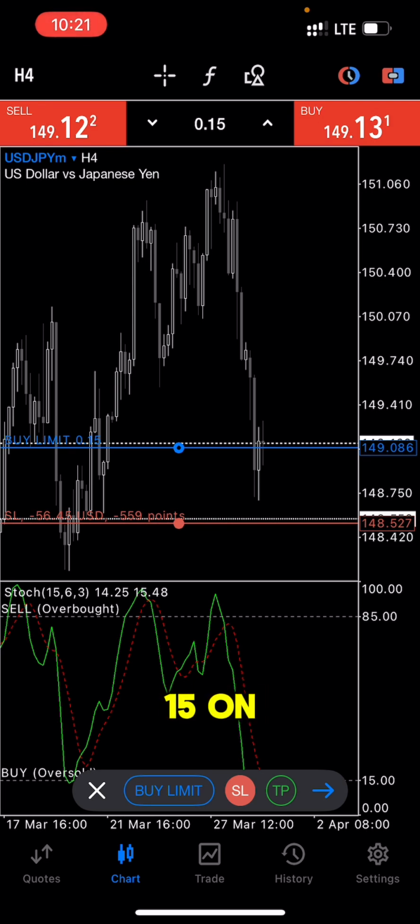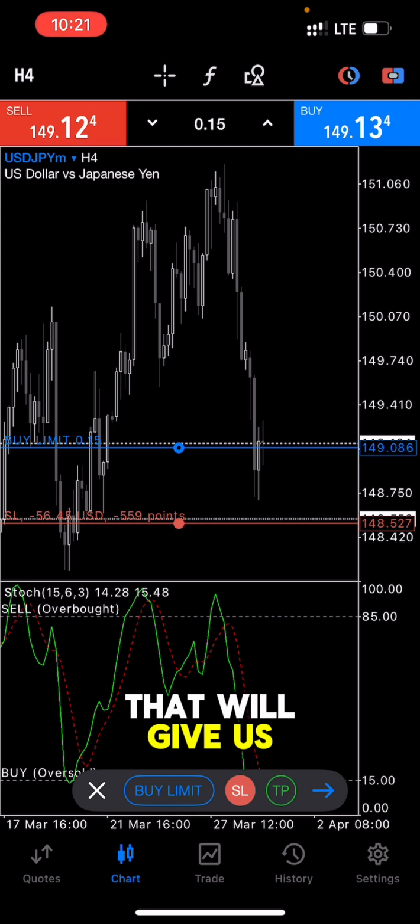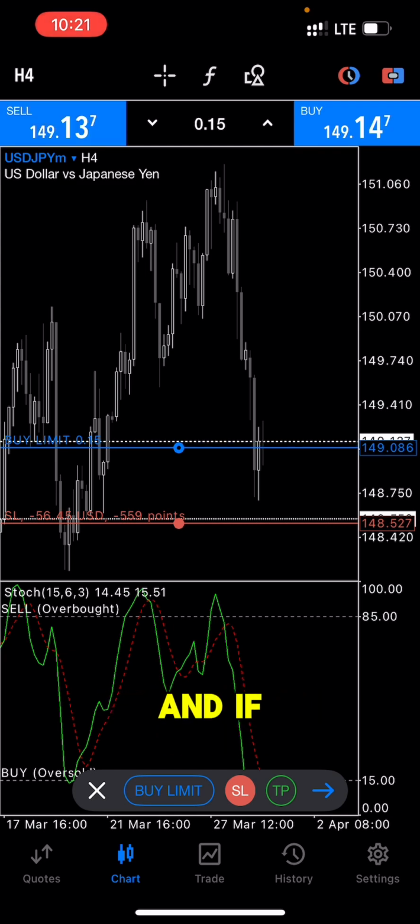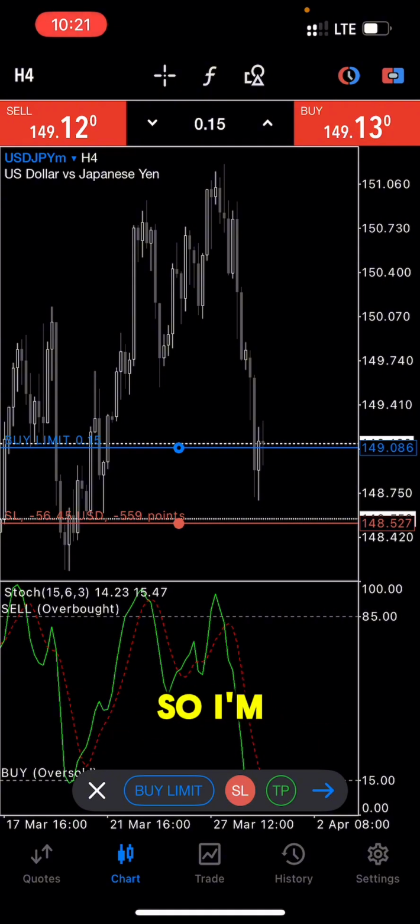0.15 on buys, and that will give us a total risk of 260 something, because it's actually 5 positions times 56. That will give us that much risk. And if we end up losing, we will lose only 50% of the account, which is okay, it's not bad. So I'm gonna go for it now, and then we will come back later.